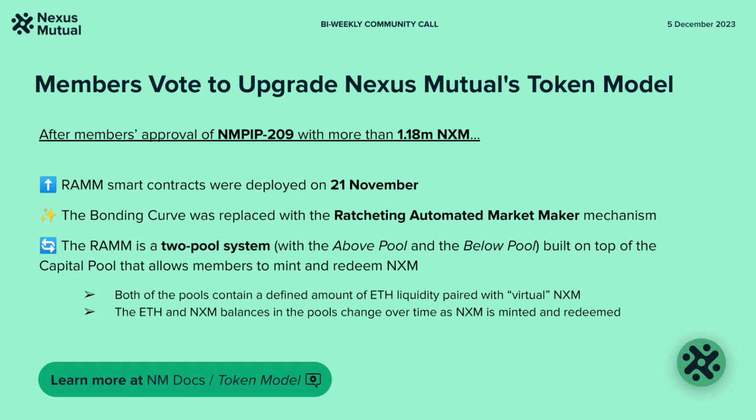After months of parameter discussions, solidity development, audits and governance discussions, NMPIP 209 went up for vote on the 15th of November. Voting was open for 3 days, and members voted with more than 1.18 million NXM to unanimously approve NMPIP 209. A few days later, the RAM was launched on Tuesday, the 21st of November.